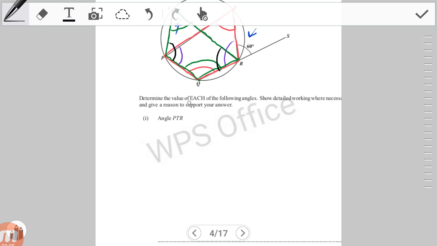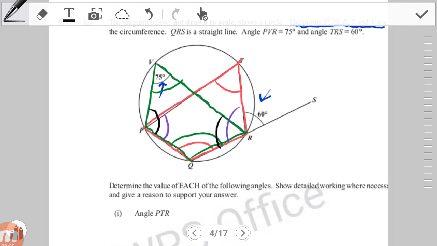It says here to determine each of the values of the following angles, show detailed working where necessary and give reasons to support your answer. The angle in question here is the angle PTR. So let's have a look at that. We had already indicated, by searching for clues, that this angle here is going to be added to this one to give us 180. We're having a problem here because the only relationship this angle has is with the one down here, and there's nothing in this diagram to help us. So if we can form a connection between this angle and another angle, we should be able to find this particular angle here.